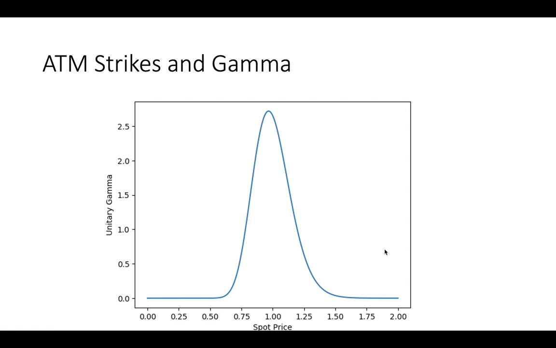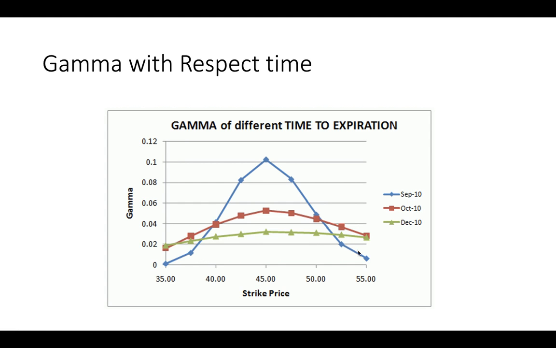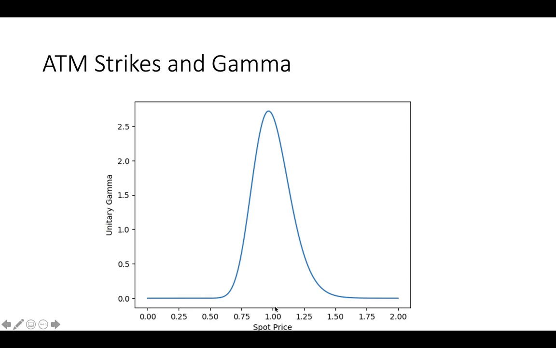Okay. Next slide. So here is at the money strikes and gamma, and you can see strike prices are plotted here. You can see that at the money, right here is the highest, and this is what this is showing you: that gamma is the highest when the strike of the option is at the money.